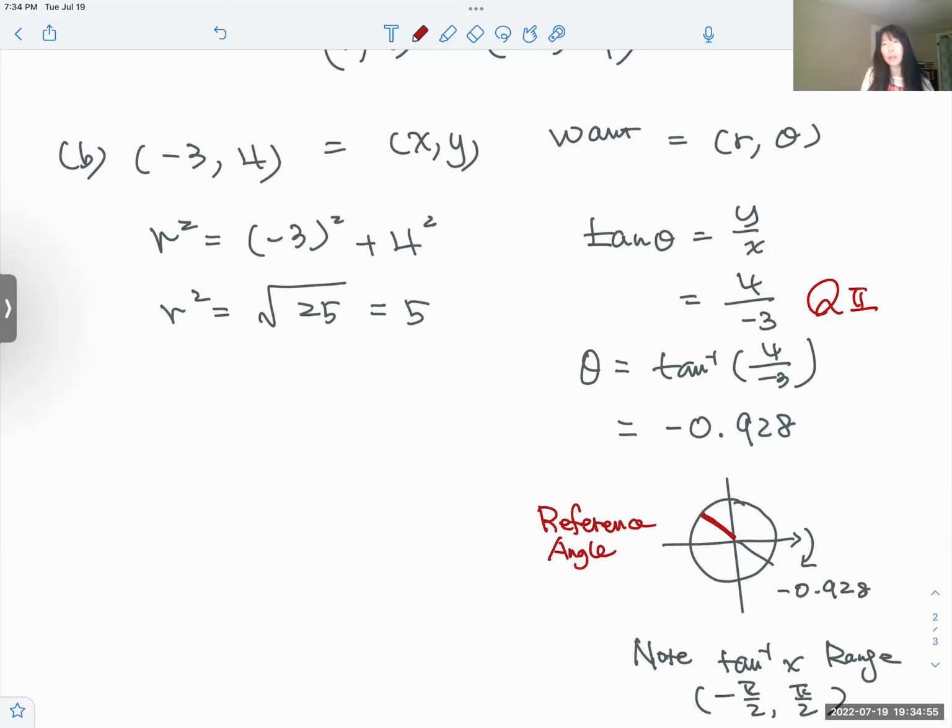For the reference angle, there are 4 types: quadrant 1, quadrant 2, quadrant 3, quadrant 4. But quadrant 1 is just as it is, that's why I said 3 types. Quadrant 1 is the same as the original angle. For quadrant 2, we use pi, because pi is always the closest to the x-axis, so pi minus the angle. So we use pi minus that angle, 0.928. That is the answer. What do you get?